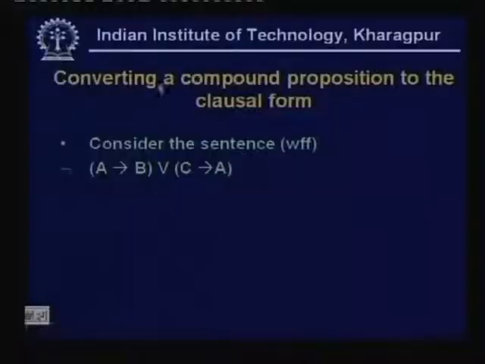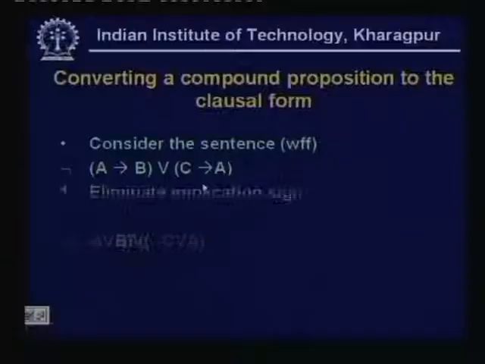So, how can we convert a compound proposition to a clausal form? There are some steps that we can follow. Consider the well formed formula not of A implies B or C implies A. This is not in clausal form because we have literals, no doubt, but we have operators which are not disjunction. In a clause, there will be only the disjunction operator. This particular form of clause that I am talking of is called disjunctive normal form, DNF. That is of interest to us right now.